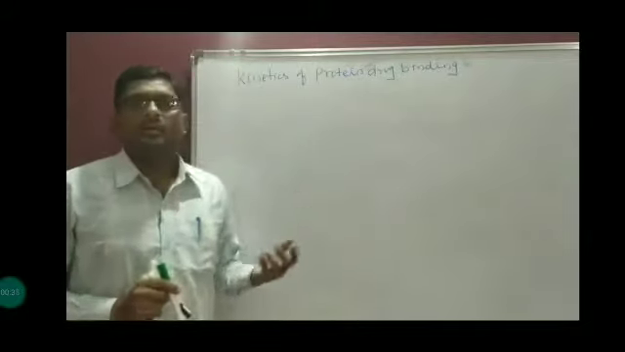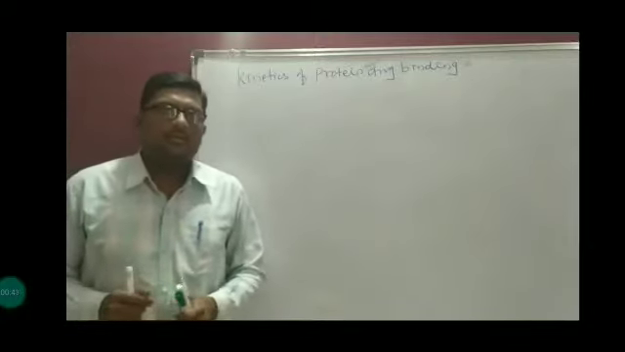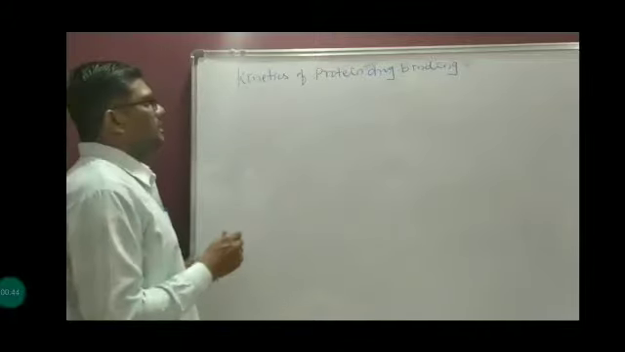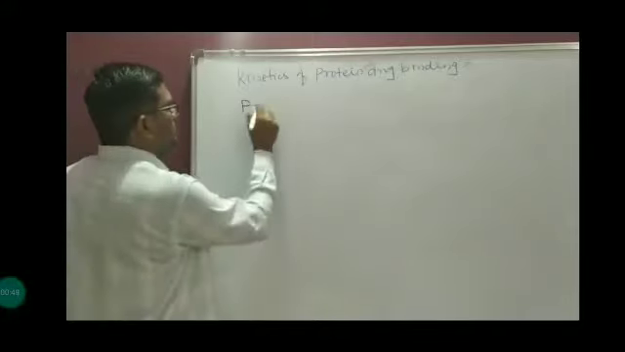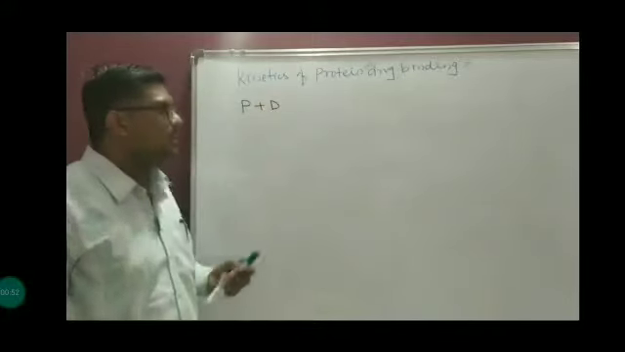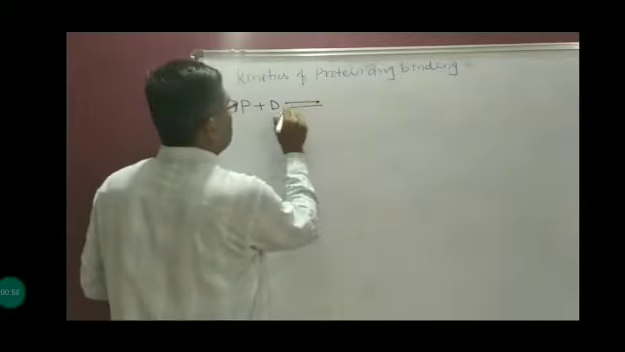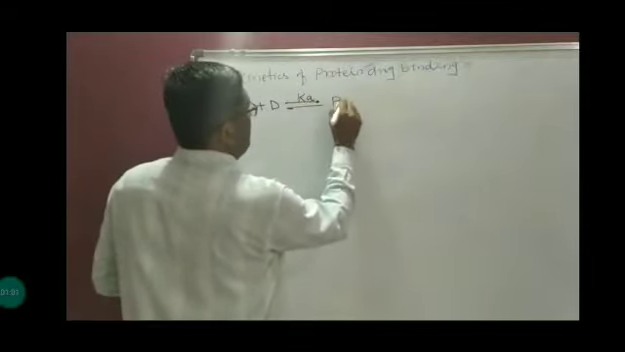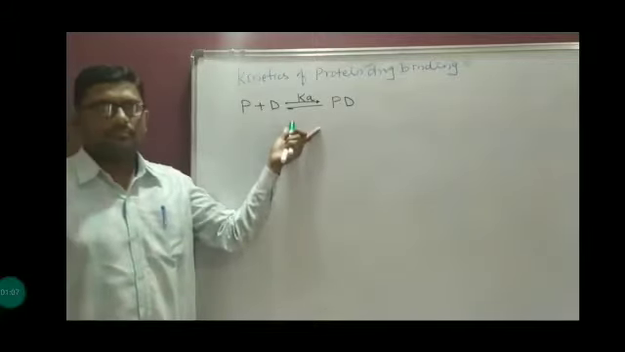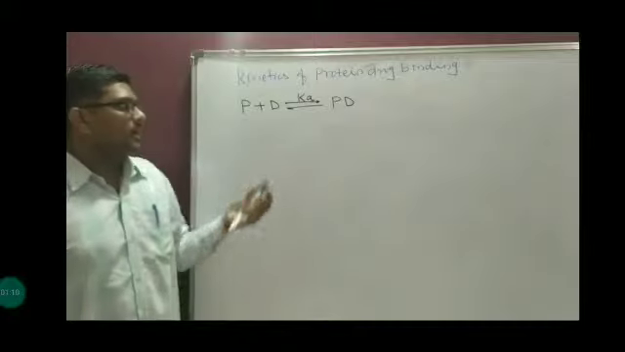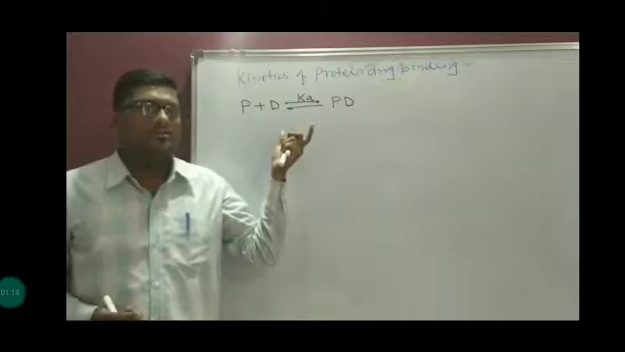The kinetics of reversible drug protein binding can be described by applying the law of mass action. Consider P as a protein and D as a drug. These are the free protein plus free drug. By applying the law of mass action, this is linked to the formation of the protein drug complex. Now this K is nothing but the association constant.